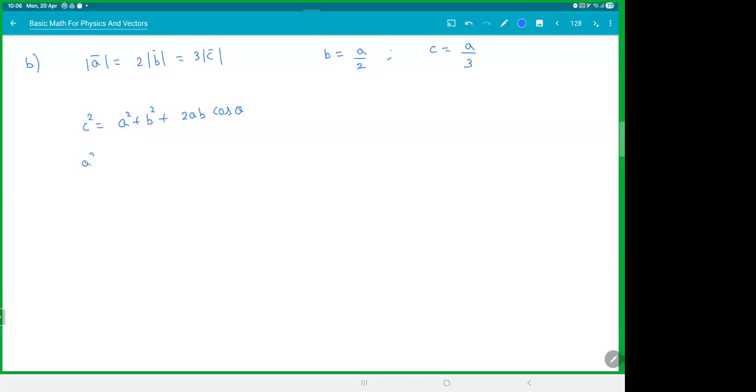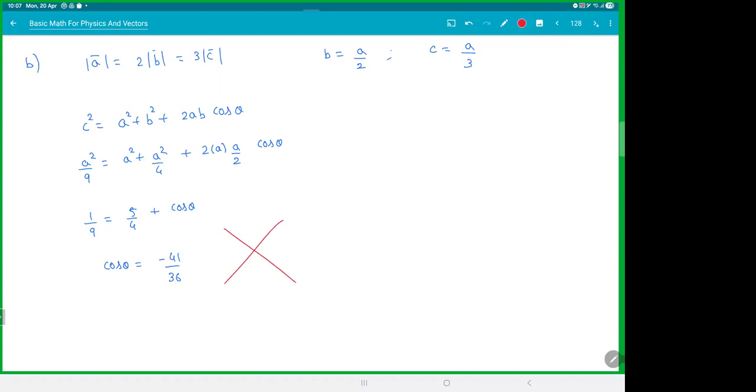So this would be A square by 9 equals A square plus A square by 4 plus 2 A by 2 cos theta. You can see A square will cancel on both sides. You'll be left with 1 by 9 equals 5 by 4 plus cos theta. So cos theta shifts that side, and that will be 4 minus 41 by 36. Got this? And this is a blunder. This will be the first option.